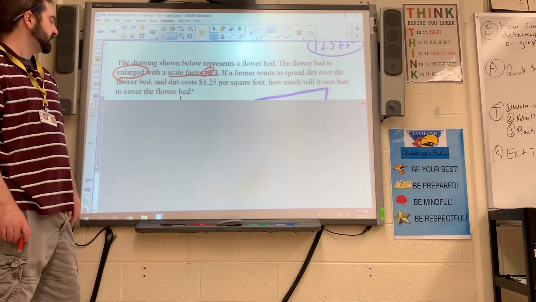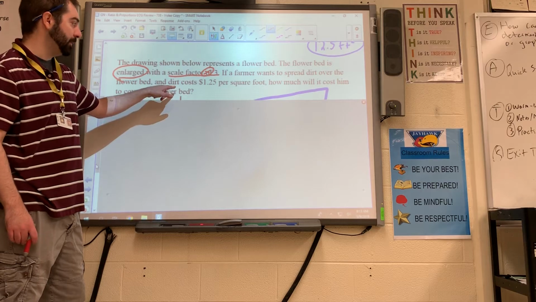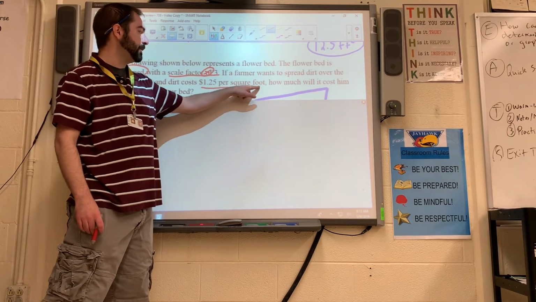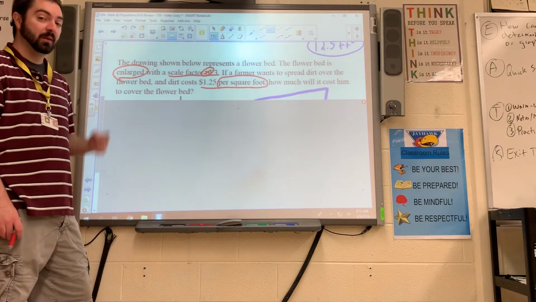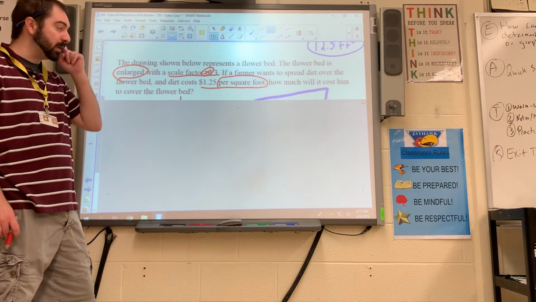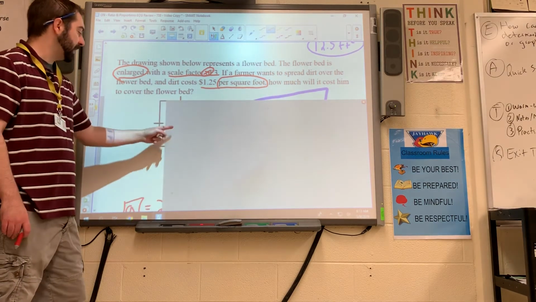If the farmer wants to spread dirt to cover the flower bed, it costs $1.25 per square foot. Again, right there, they're trying to tell me something. Square feet. Well, I know that units that are squared must be an area problem. They want to know how much money would it cost. So again, I took this picture.